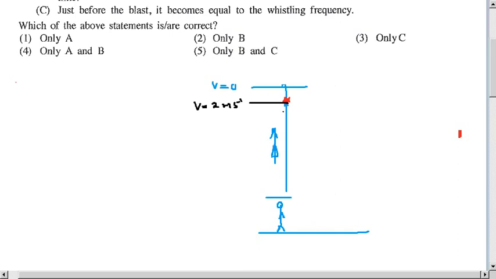So at the moment when it blasts, the velocity may be something like this. Then we have to divide this part into two. The first part is the accelerating part, and the second part is the deceleration part, that means minus a, a deceleration part according to the question.